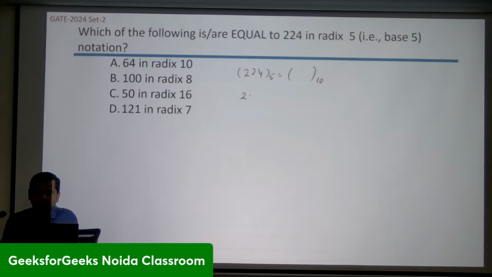So it is nothing but 2 into 5 to the power 2 plus 2 into 5 to the power 1 plus 4 into 5 to the power 0. That is 50 plus 10 plus 4. That is going to be 64 base 10. Your first option is correct.